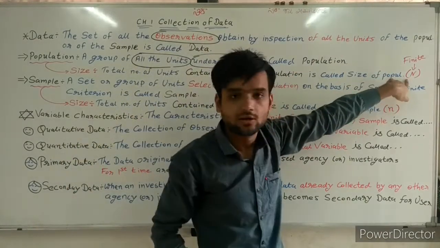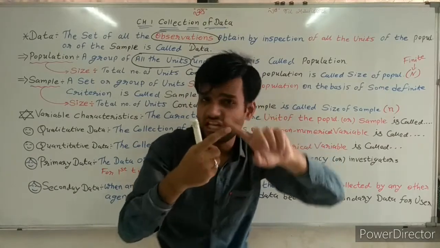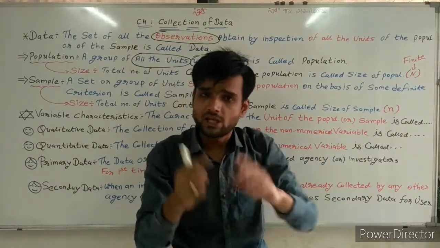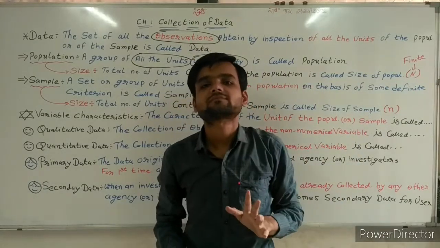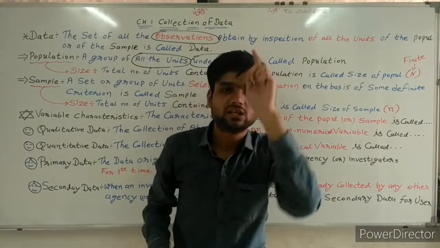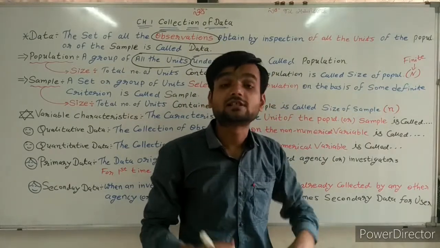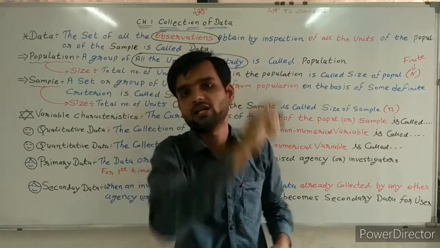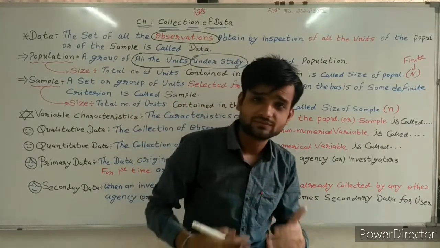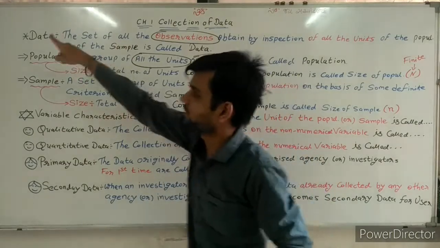So here, population is of 2 types: finite and infinite. If it is finite, then it is denoted by capital N. The size of the sample is denoted by capital N. Going ahead. So what have we cleared till this point? Sir, one thing. What is data?